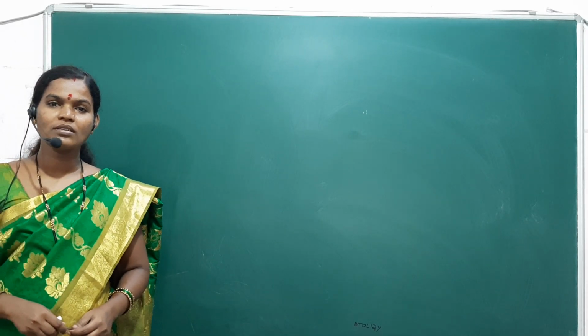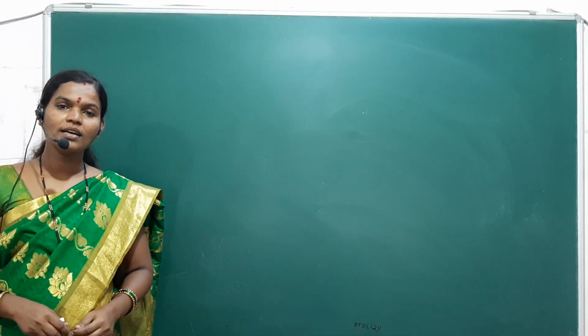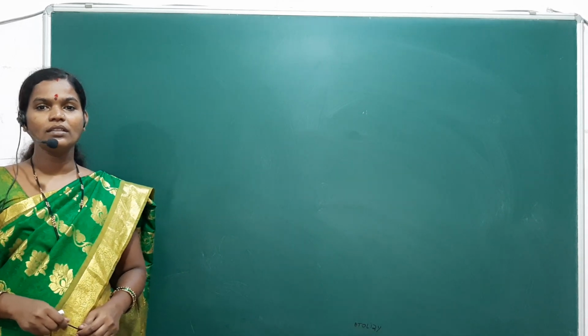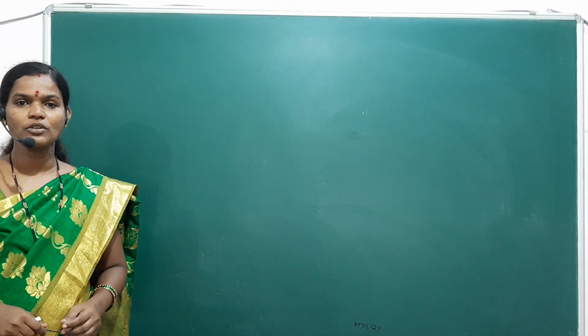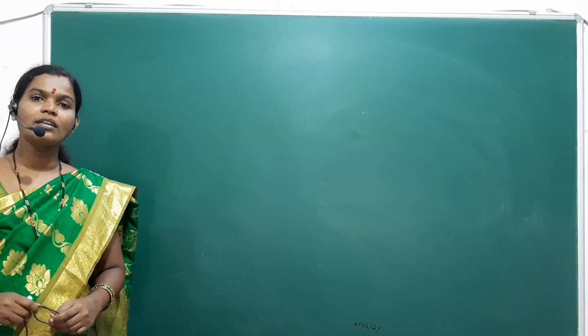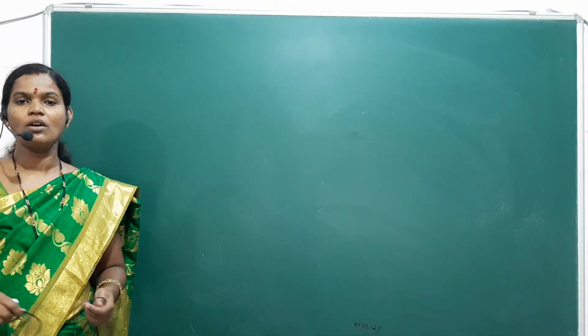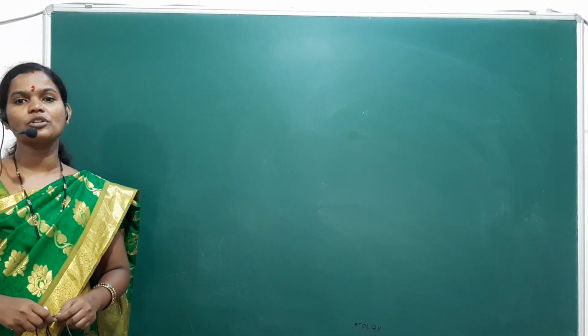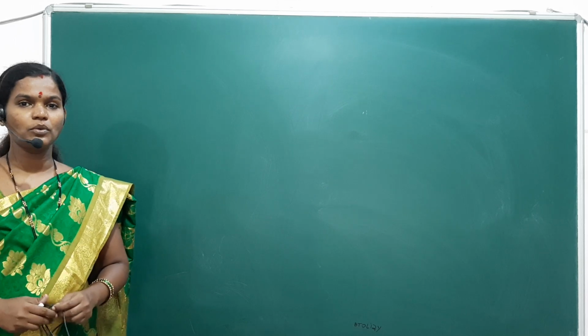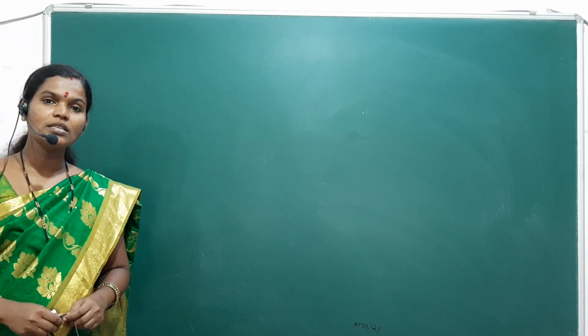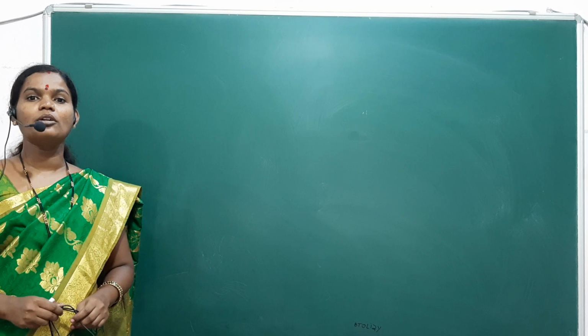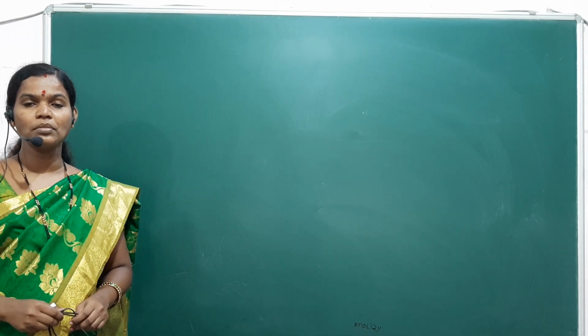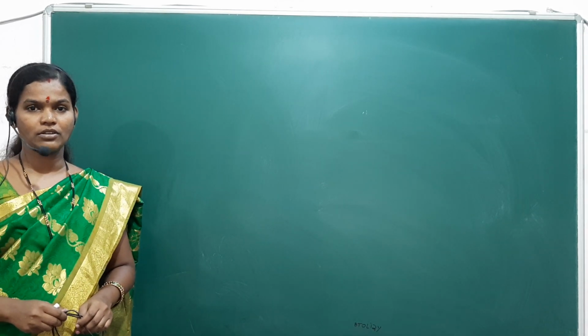Good morning, students. In the previous class, we have seen the development of the pollen grains, microsporogenesis, and the structure of the androecium. Also, we have seen the structure of pollen grains and viability of the pollen grains. Now, in this class, we are going to see the pistil, megasporangium, and the female gametophyte concept.